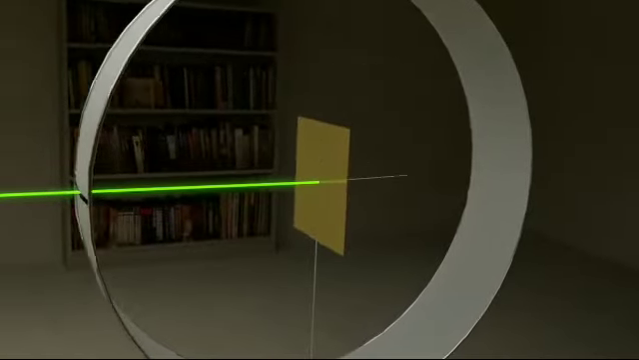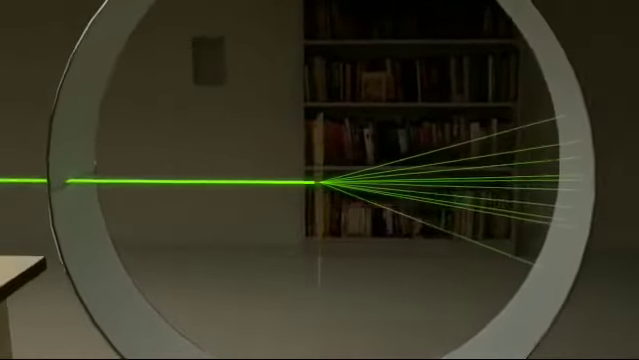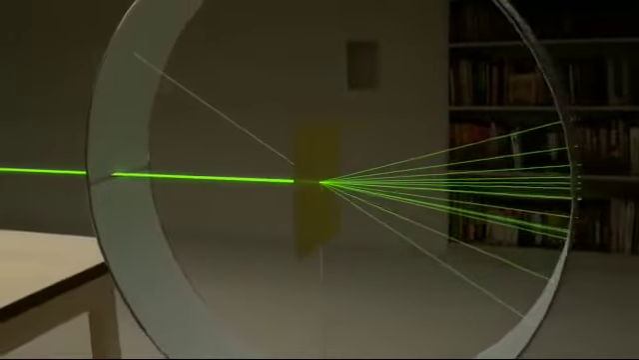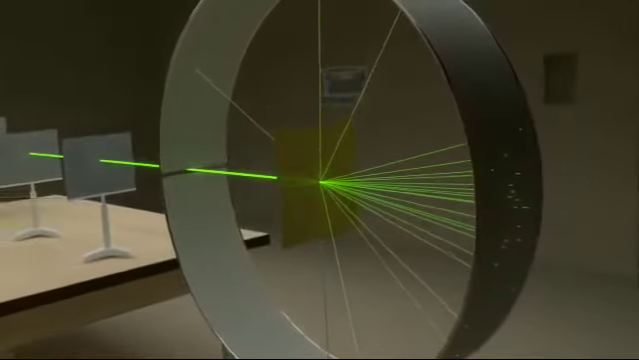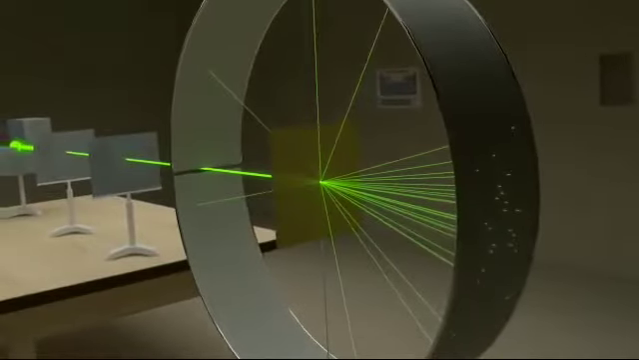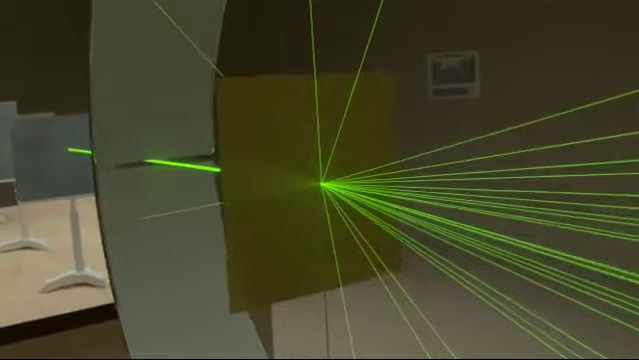A movable screen which is made up of zinc sulfide is kept on the other side of the gold foil to collect the scattered alpha particles. Whenever alpha particles strike the screen, a flash of light is observed which can be seen through a microscope.